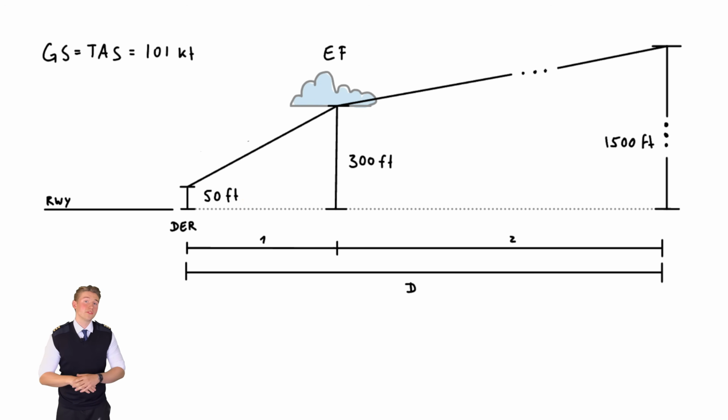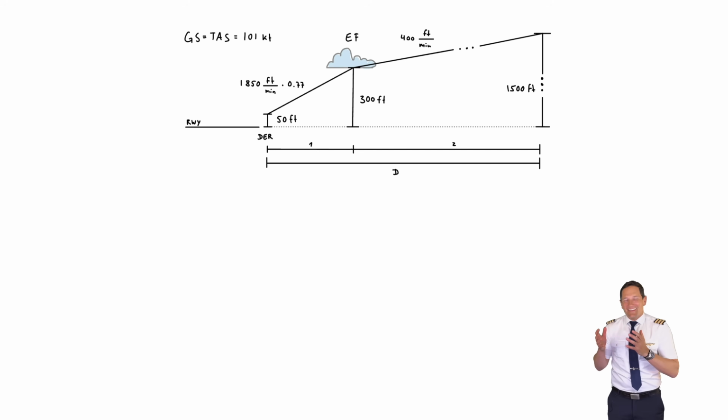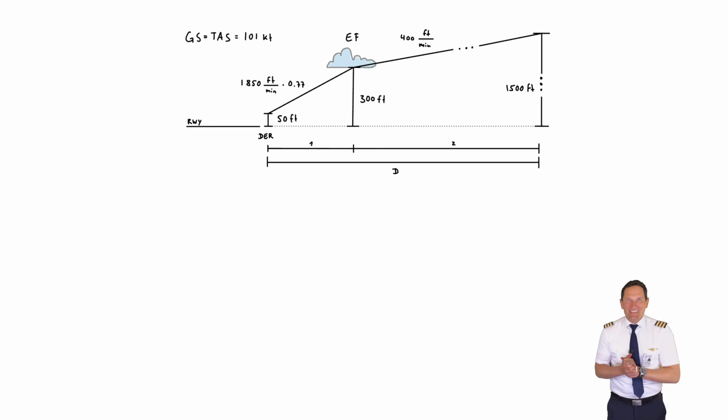The gradient of the takeoff flight path from 50 feet to the assumed engine failure height is equal to the average all-engine climb gradient multiplied by a factor of 0.77, and the gradient of the takeoff flight path from the engine failure height to the end of the takeoff flight path is equal to the one-engine inoperative climb gradient. All right, now that we've established the regulations, there's a little calculation to be done.